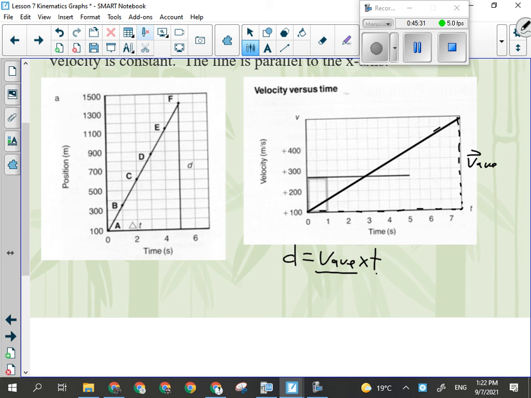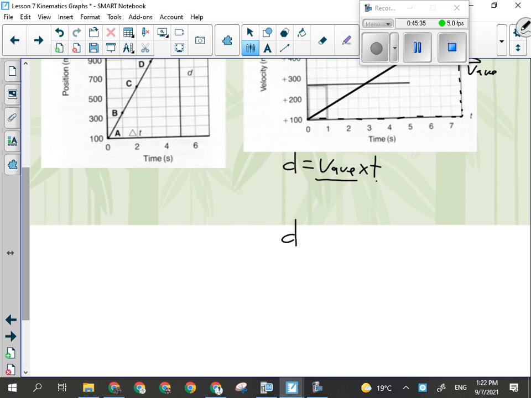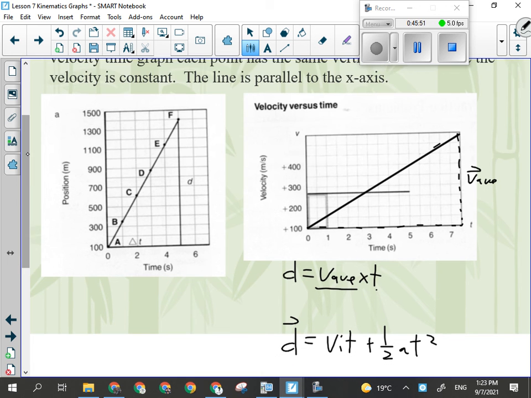Another way to look at this. We're going to have this formula here in just a couple of days. D equals VI times T plus 1/2 AT squared. This calculates the area under the line as well. And I'm going to show you how it's just a little bit different. So for this line here, we're going to take base times height, divide by 2, and we're going to get that area.